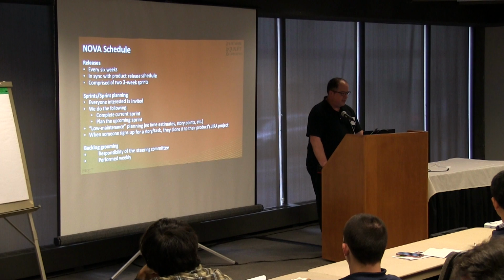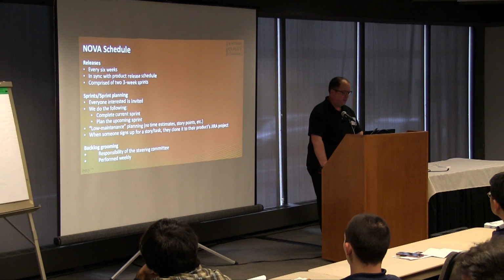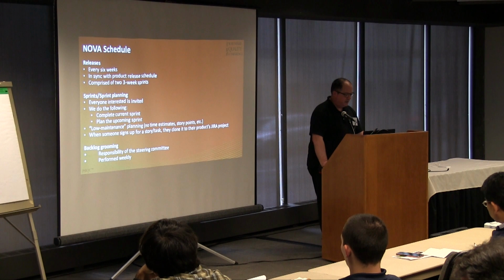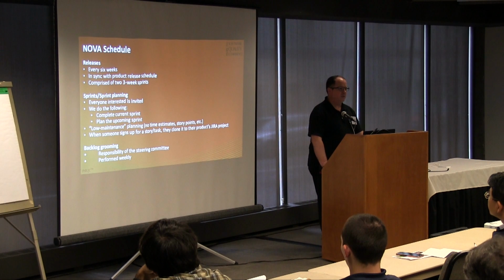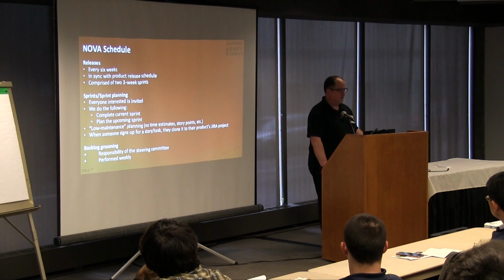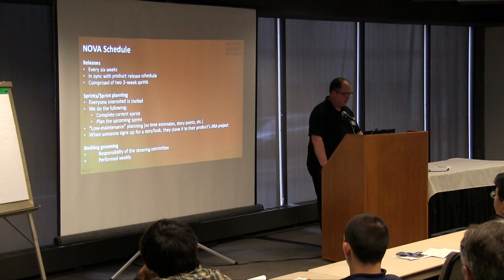And we basically do what we call sprint planning, and it's sort of agile-ish, but it's not really strictly agile. And I'll get to why that is in a minute. But everyone interested is invited. We complete the current sprint, which consists of reviewing the stories that are supposed to be done for the sprint we're completing, and moving stories if they need to be moved to the next sprint, closing stories that can be closed, having people show the work that they've done.